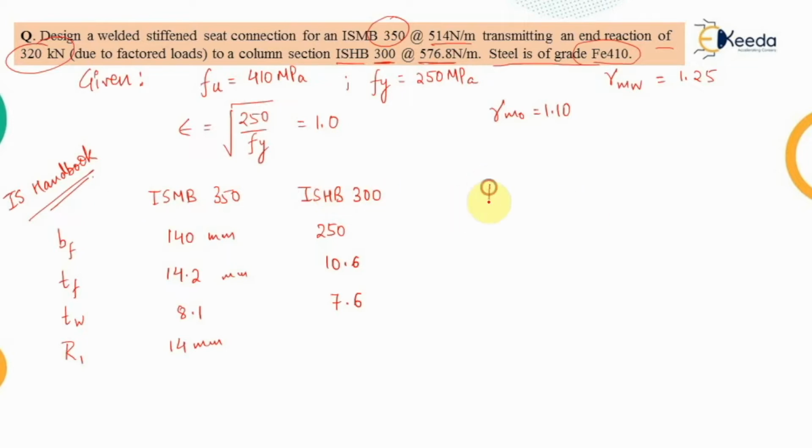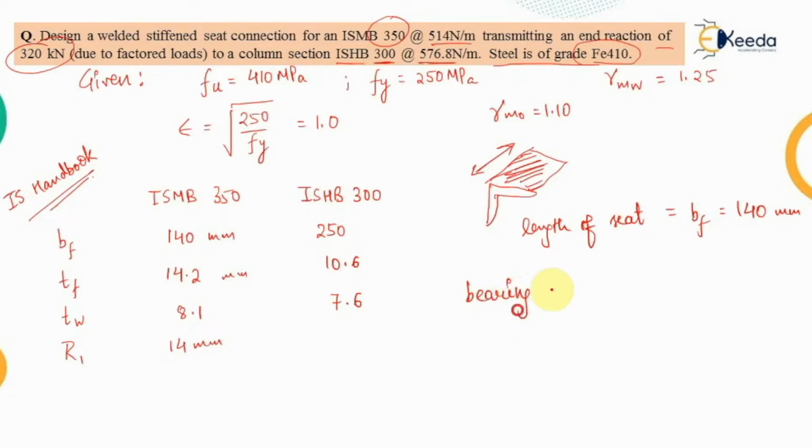Now whenever we are providing a seating angle, the width of the seating angle, which may also be known as the length of the seating angle, that is into the paper, is usually taken as equal to the width of the flange. The width of the flange is 140 millimeter, so we will take it as 140 millimeter. Now the bearing length.